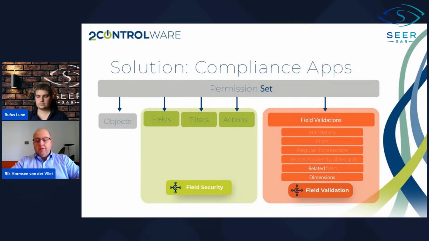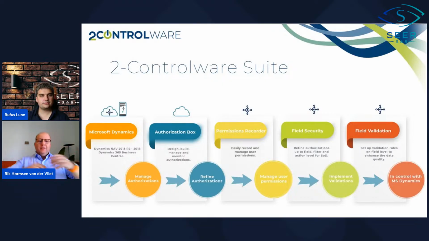And then of course you can check if all the default dimensions have been filled, which is kind of important when you're working in a system like this. So that's what the compliance apps do. If you then wrap it all together, you need Microsoft Dynamics. We are a Dynamics-focused ISV company, so companies without it, sorry, can't help you. We have our authorization box for the management and the report part. We have one app I didn't talk about, but that's for free. It's the permissions recorder, so you can try it tonight. That helps you record permission sets in an easier way than the standard does. Just play with it, I won't go into detail today. And then there's the field security and field validation bit that I just explained a minute ago.